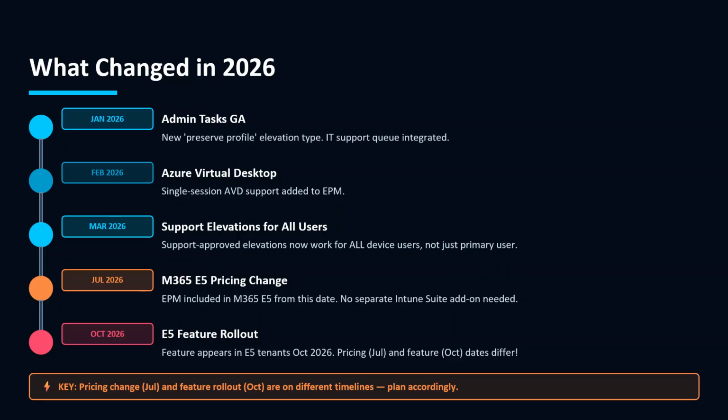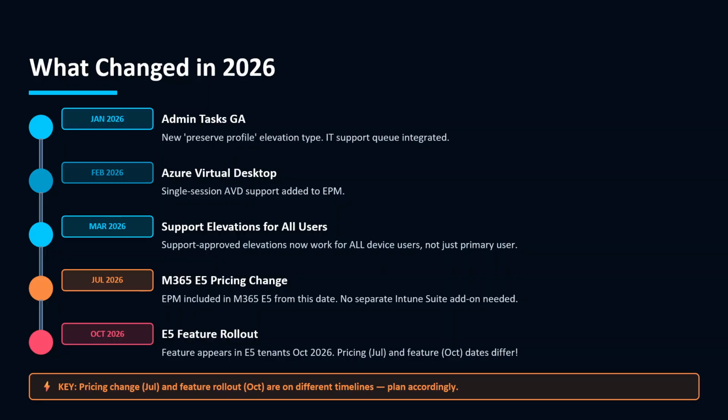October 2026: EPM feature rollout. The feature appears in E5 tenants starting in July 2026, and it will take roughly 3 months to roll out this feature to all tenants. That's why Microsoft declared it by October 2026. So if in July you go to Microsoft and say, hey, this feature is not in my tenant, and create a case, they will simply say you have to wait.